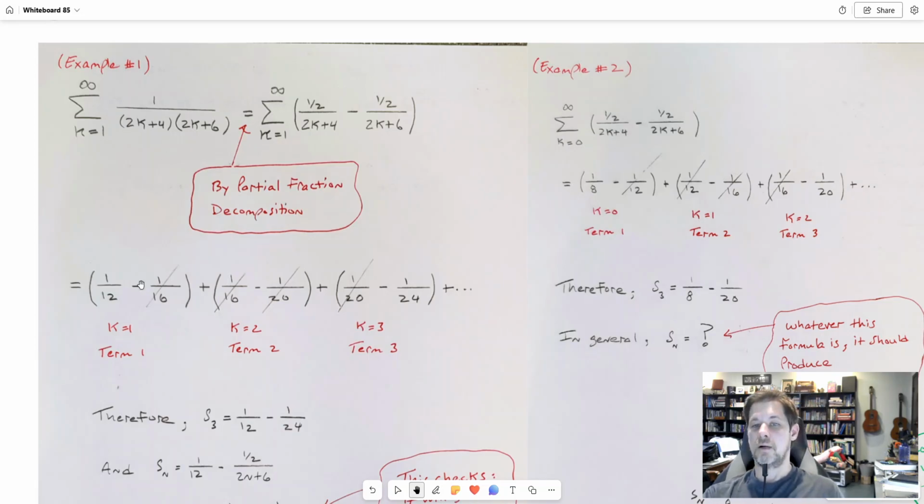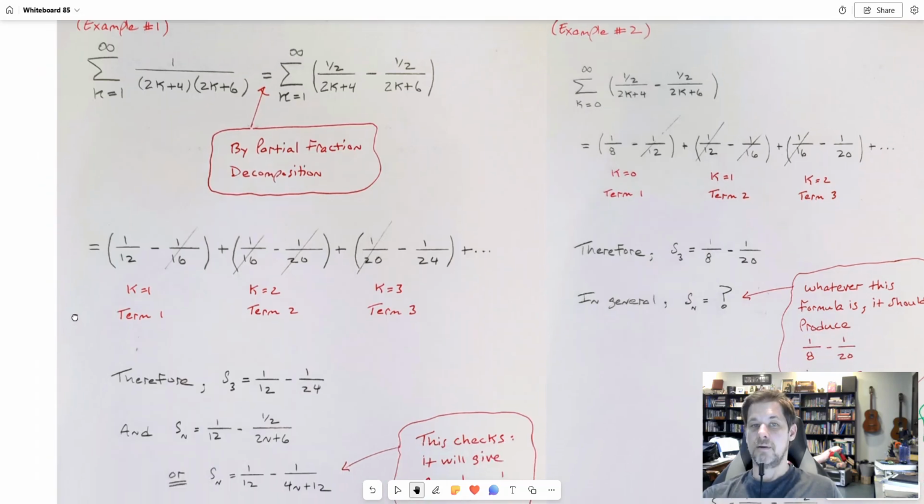I'll write out some of the terms so you can see that it's telescoping. This series starts with k being 1. If k is 1, I get the first term, which is 1/12 minus 1/16. If k is 2, I get the second term, which is 1/16 minus 1/20. If k is 3, I get the third term, which is 1/20 minus 1/24. And it goes on from there. So it's telescoping. You can see that the middle collapses out of it, and that's what we would expect.